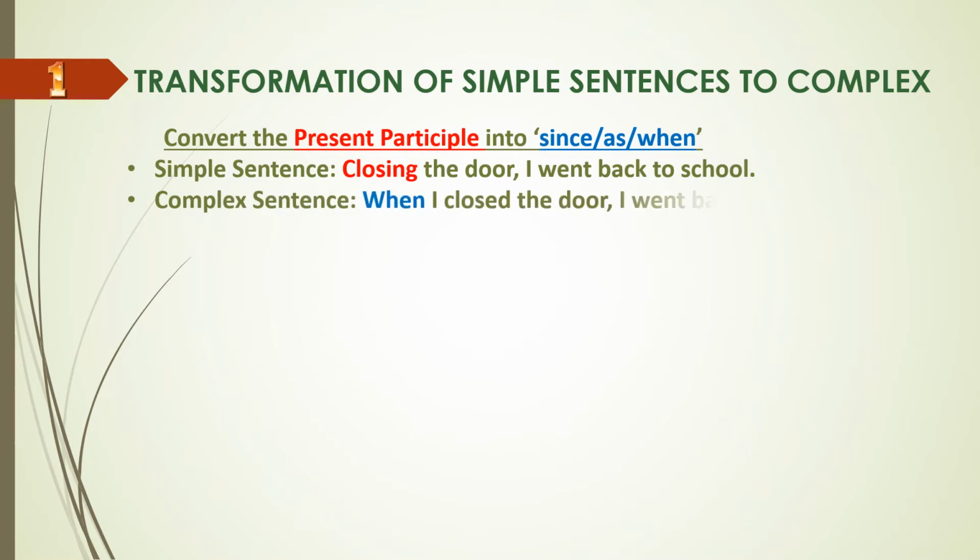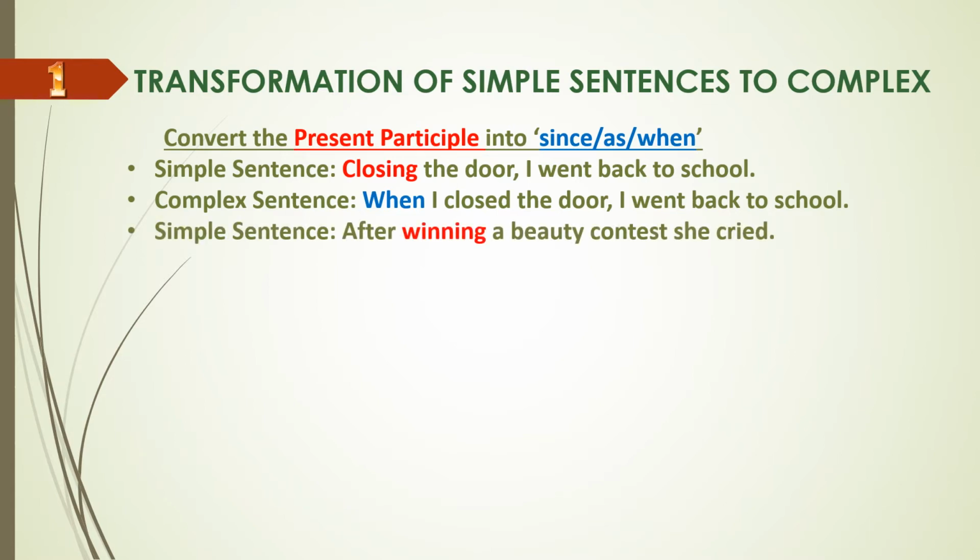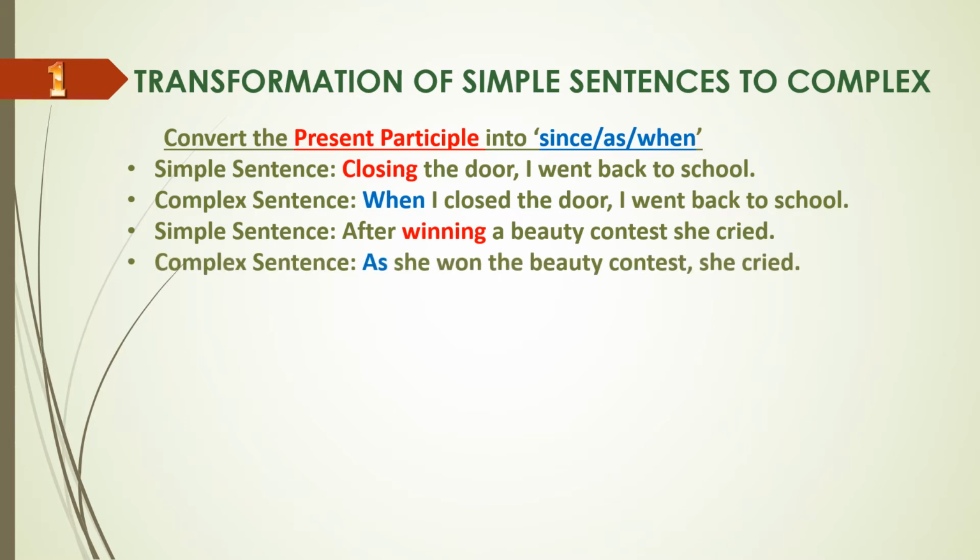When I closed the door, I went back to school. Okay, so you use when. We begin the complex sentence with the subordinate clause, and the simple sentence changes to complex. Another sentence: after winning a beauty contest, she cried. Change this winning present participle into as she won the beauty contest, she cried.